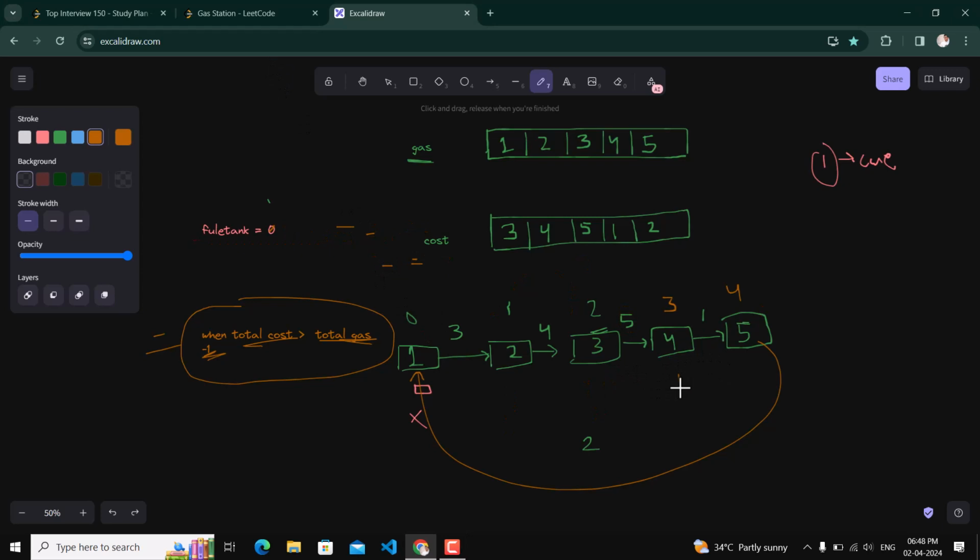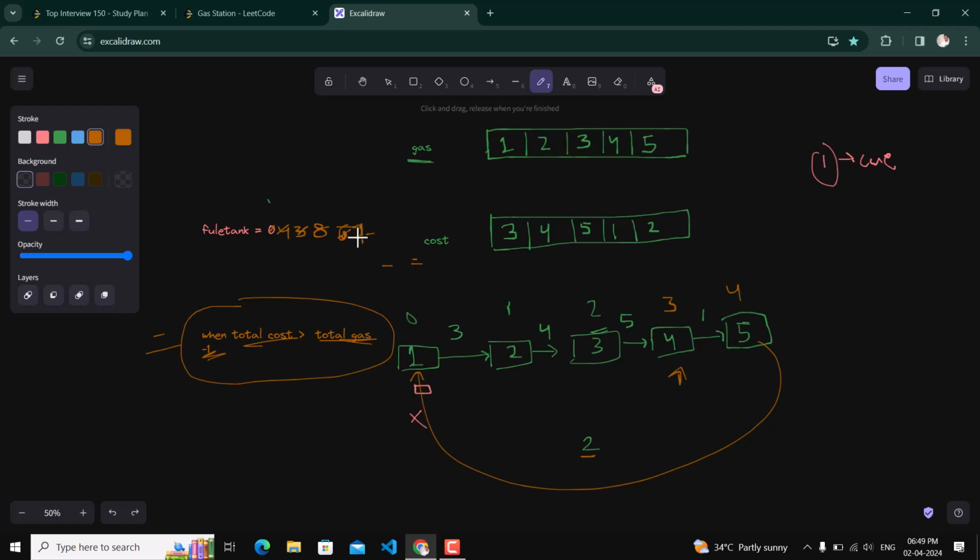Now we will check for this 4, 1. Initially our fuel tank amount will be 0, then we fill it with 4. Now our fuel tank capacity is 4 and we require a cost of 1 to travel from the third to the fourth index, so it will be 3. Now we have reached the fourth index, and this fuel is added to our tank, so 5 plus 3, and our current fuel capacity would be 8. Now we travel from index 4 to index 0, which requires 2, so it is subtracted and it would be 6. Now we have reached index 0, and its fuel is added to our fuel capacity, so it would be 7.